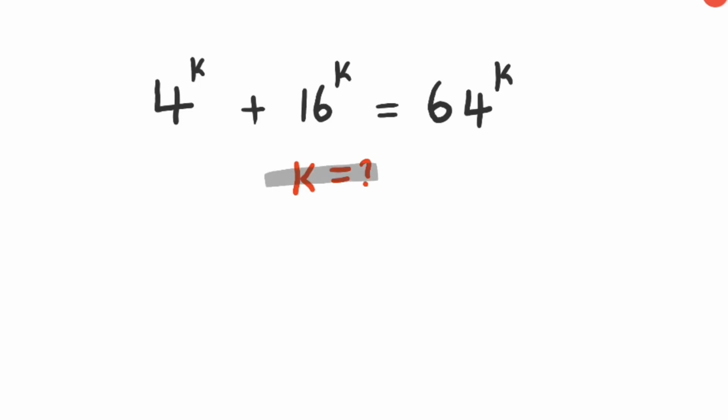How to solve for k from this given equation: 4 raised to power k plus 16 raised to power k is equal to 64 raised to power k.